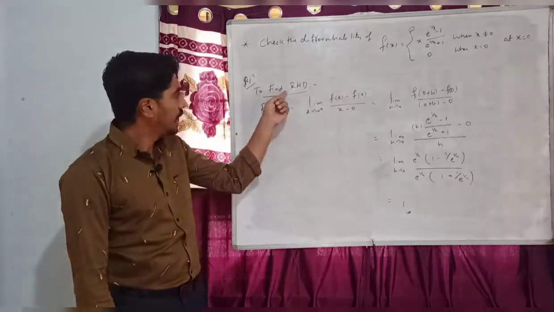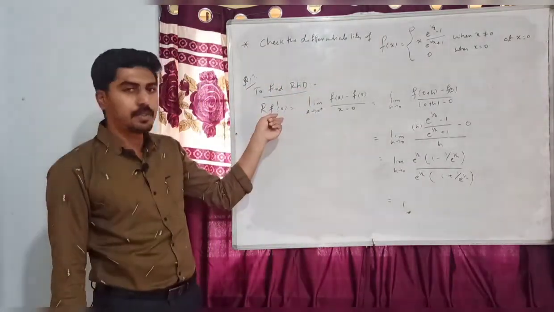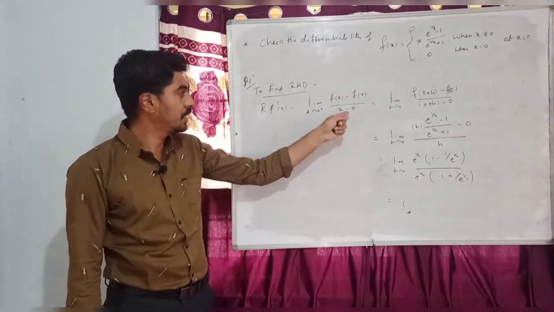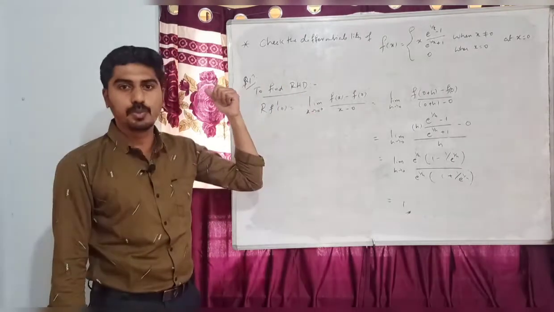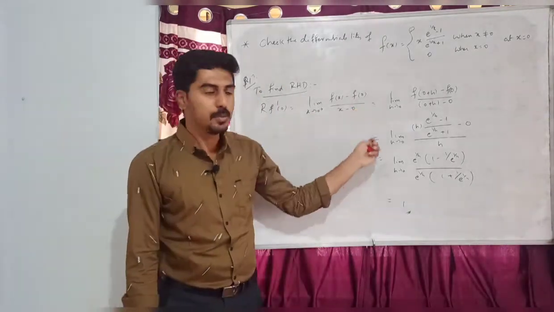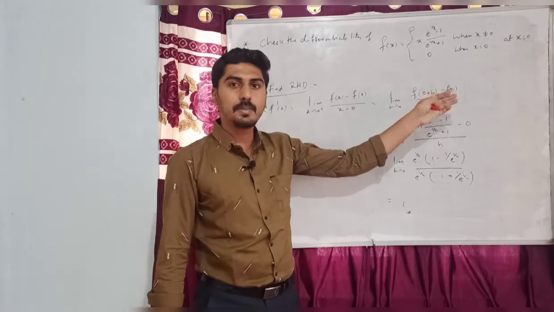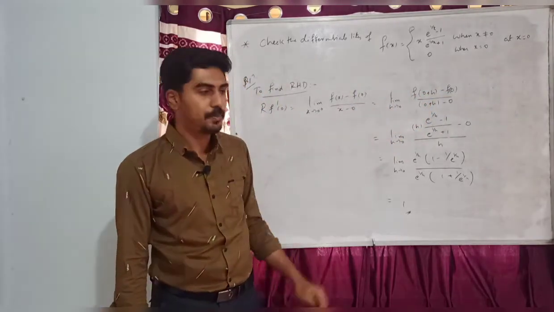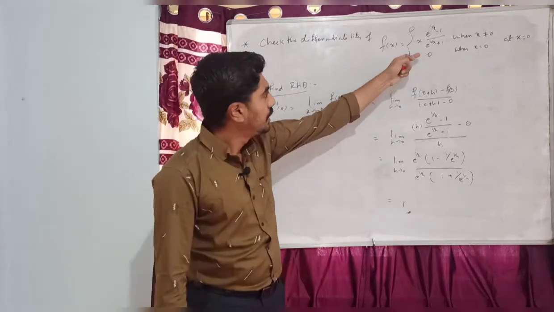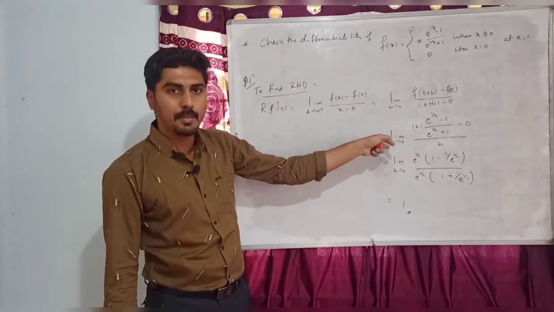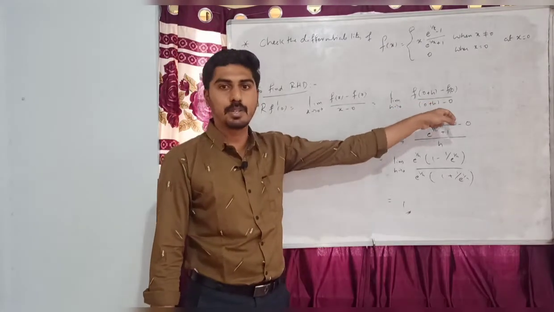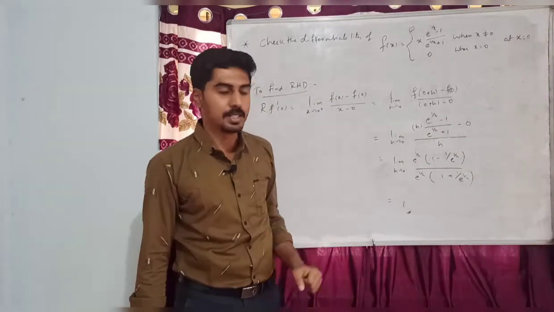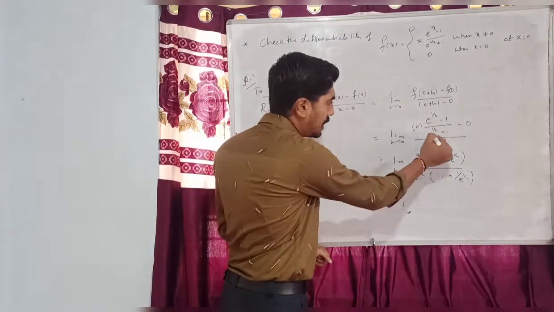Similarly, let us find out the right hand derivative, which is R f dash of 0 defined by limit of f of x minus f of 0 divided by x minus 0 as x tends to 0 plus. This will be equal to limit of f of 0 plus h minus f of 0 divided by 0 plus h minus 0 as h tends to 0. When I substitute this, I get here limit of h into e power 1 by h minus 1 divided by e power 1 by h plus 1 minus 0 divided by h. Here h and h gets cancelled.